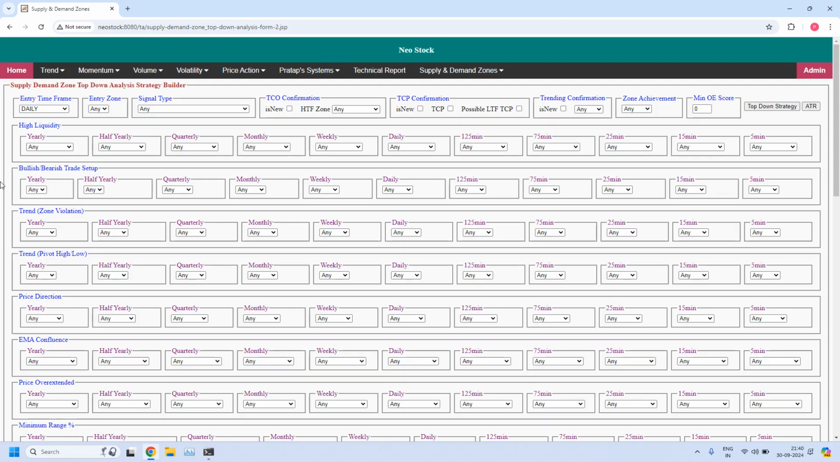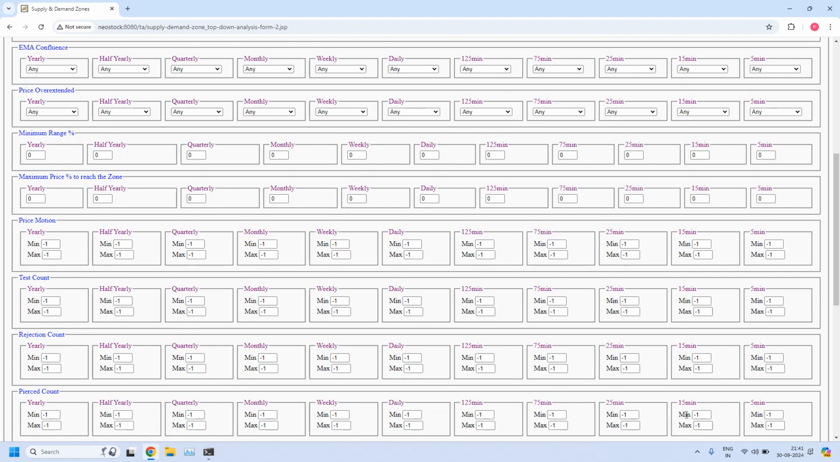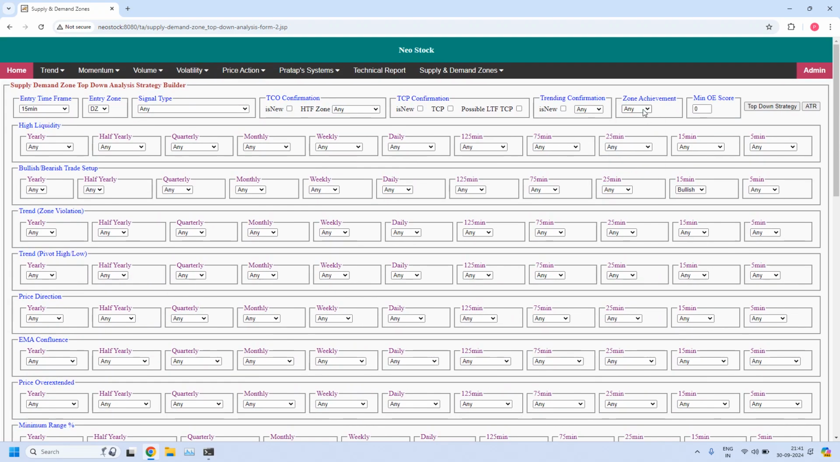Next report is about bullish trade setup for daily income trade, that is entry time frame 15 minutes, entry zone demand zone. In bullish or bearish trade setup, at 15 minutes time frame, I am selecting bullish. The 15 minutes demand zone should not be pierced, so in the pierced count at 15 minutes time frame, I am selecting minimum value 0, maximum value 0, and the zone achievement should be violated opposing zone, minimum odd enhancer score is 12. All the three filters are applied to 15 minutes demand zone.